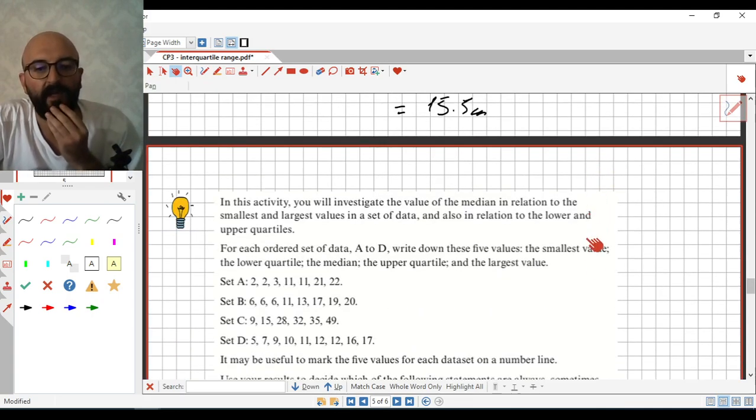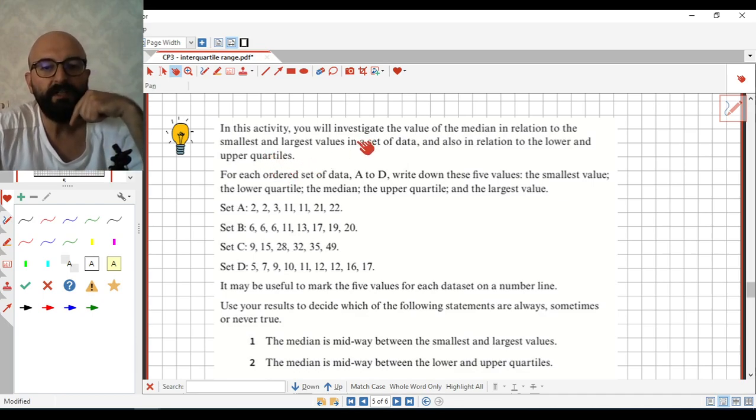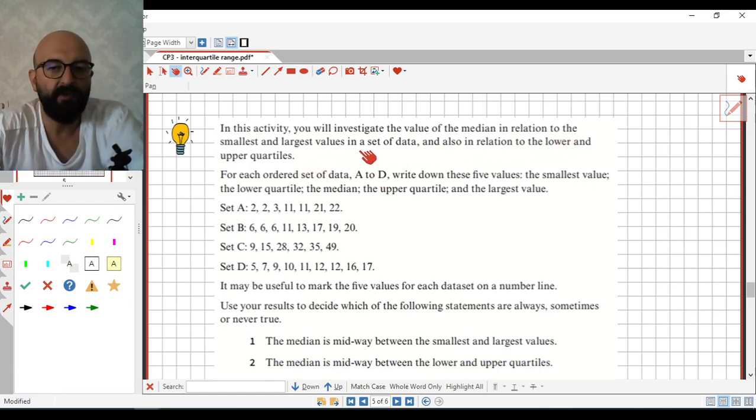Okay, now we have an activity. In this activity, you will investigate the value of the median in relation to the smallest and largest value in a set of data, and also in relation to the lower and upper quartiles.